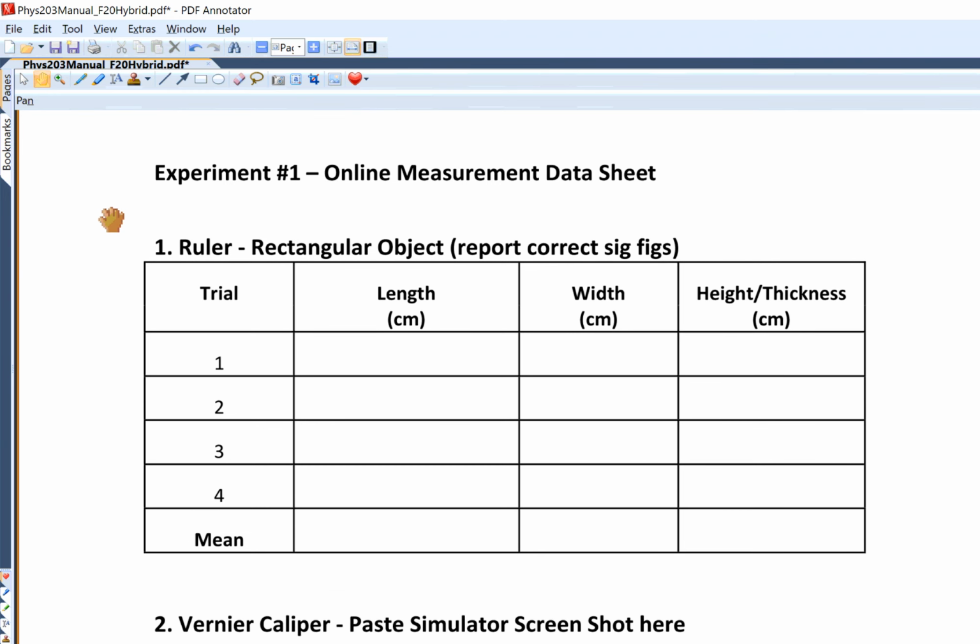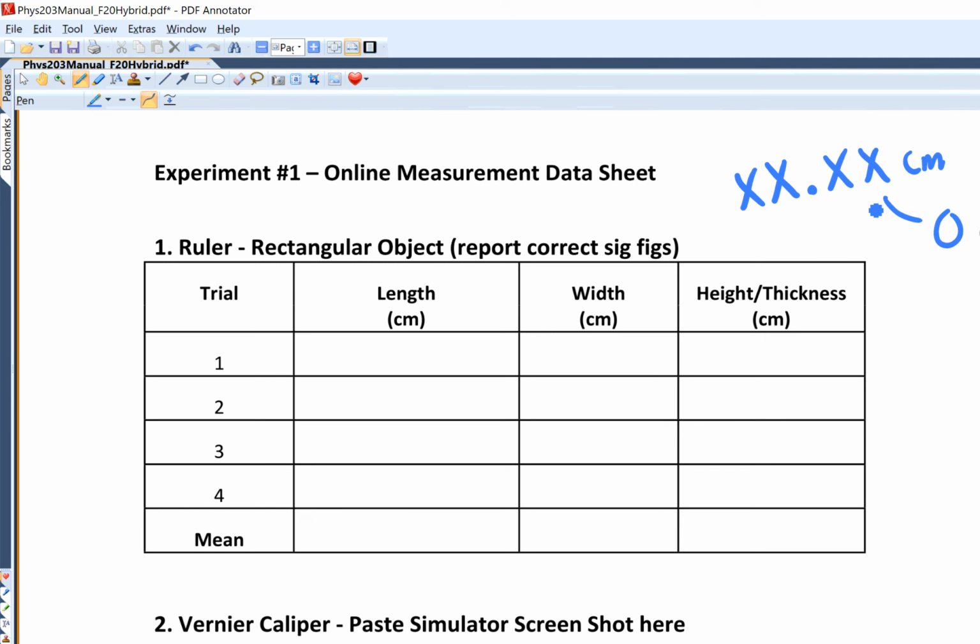This is the ruler for your rectangular object. I want you to report your correct significant figures on these, so make sure you're using the ruler. Remember, with the ruler, if you're measuring in centimeters, you'll have the first digit, however many that is, plus one decimal place plus another decimal place. This will be in centimeters. Remember, this last one should be 0 or 5. Okay?